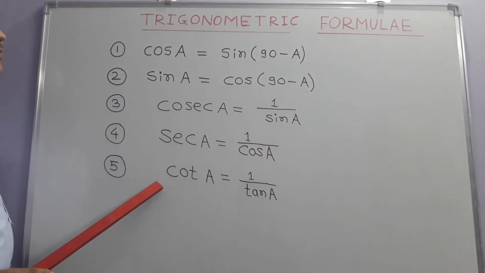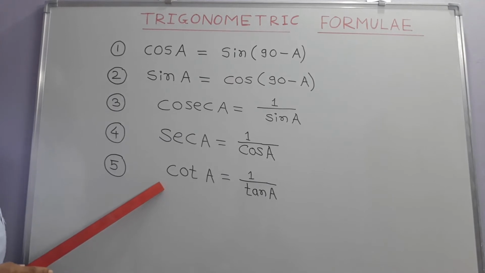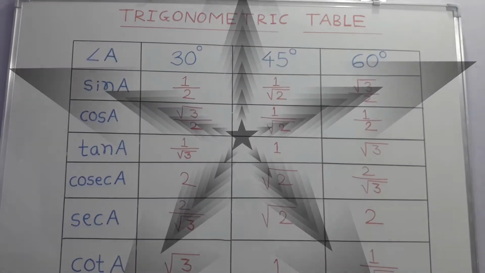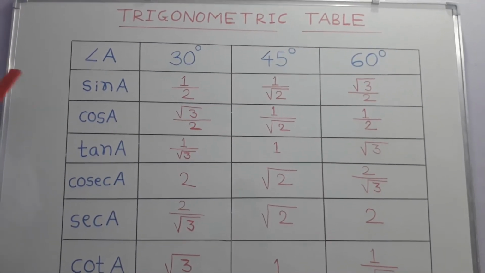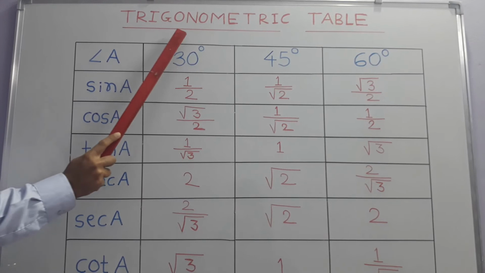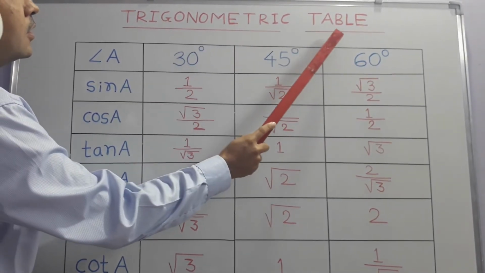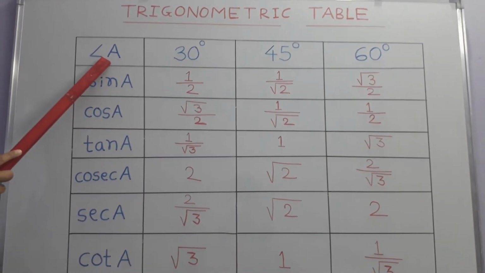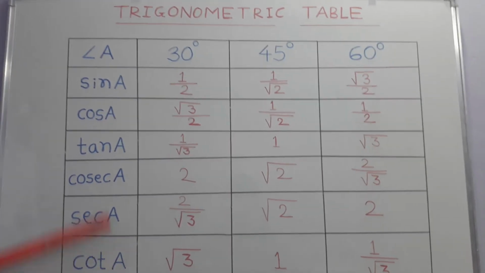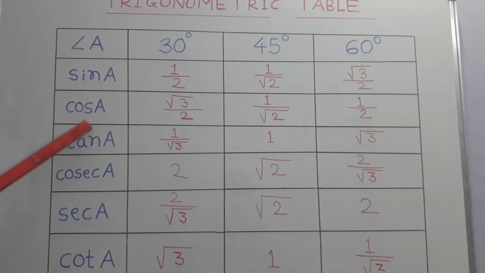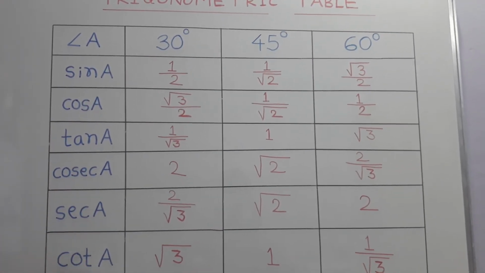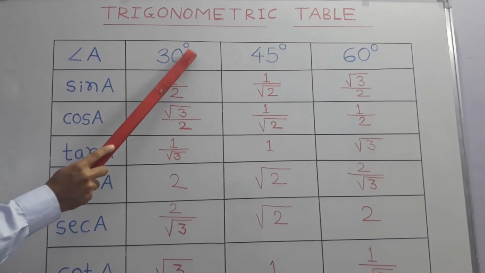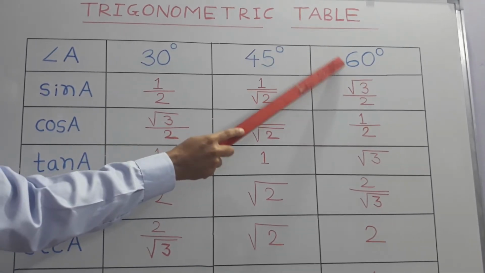So we are using these formulae to write the trigonometrical table. We have seen trigonometrical formulae. So by using them, we are going to learn how to write the trigonometrical table. Here the trigonometrical ratios are given for angle A: sin A, cos A, tan A, cosec A, sec A and cot A. Specific angles are given here, 30 degree, 45 degree and 60 degree.